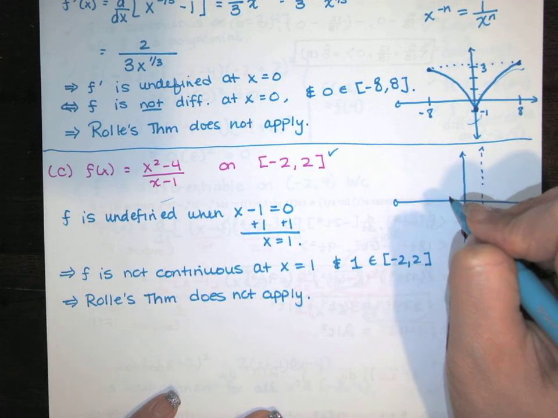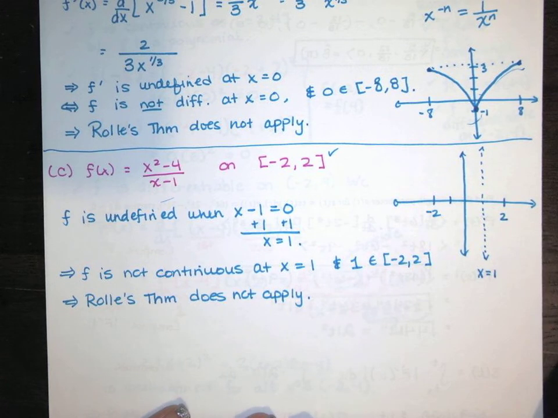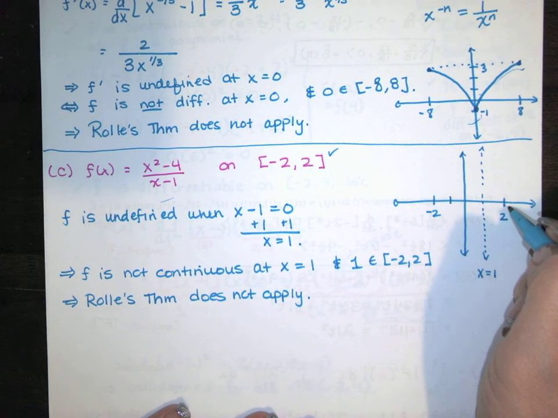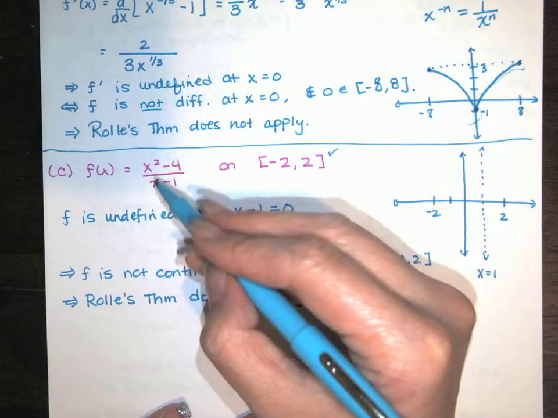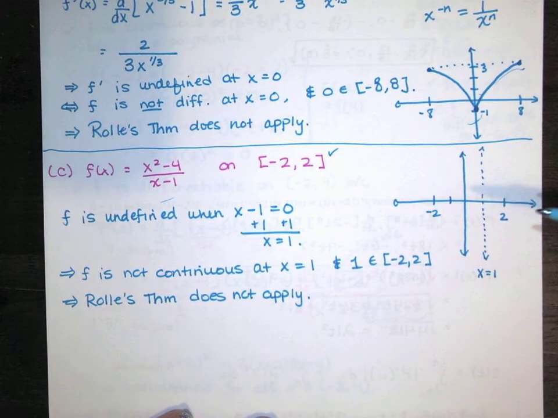If we're on the interval from -2 to 2, we're starting here and we're ending up over here. Our rational function is going to have two branches. It's going to have two pieces: one piece to the left of x equals 1 and one piece to the right of x equals 1. It's continuous on those pieces, but we have to skip x equals 1. So Rolle's theorem does not apply.